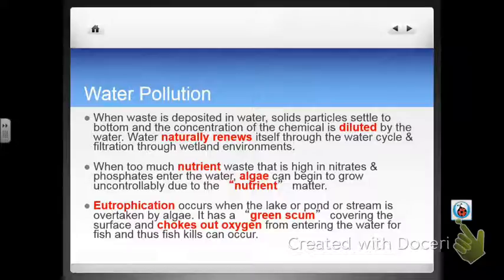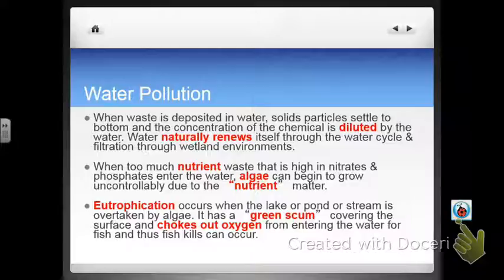And if it is a chemical waste, any kind of toxin, over time it gets diluted in strength by the water. And water has the ability to naturally renew itself through the water cycle: evaporation, precipitation, condensation, filtration through the wetlands, filtration through groundwater.